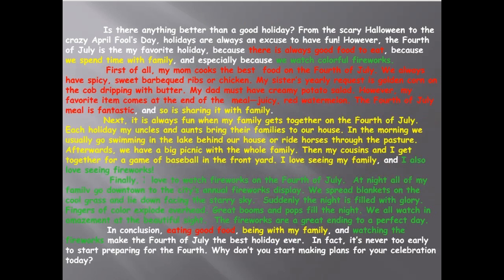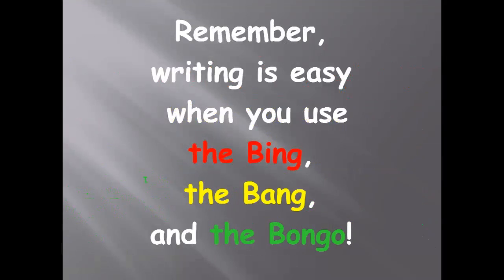Now we put it all together and we can see the colors really, really well here. That red, yellow, and green. And the thesis statement is followed up by red connecting to yellow, then yellow connecting to green, and then we show that red, yellow, and green one more time in the conclusion. It's just that simple. Just that quickly, we have an entire 5-paragraph essay completely finished. So don't be scared of the 5-paragraph persuasive essay, because remember, it's easy when you use the bing, the bang, and the bongo.